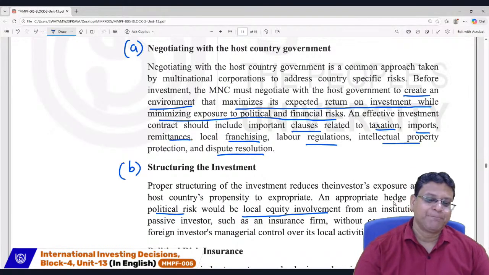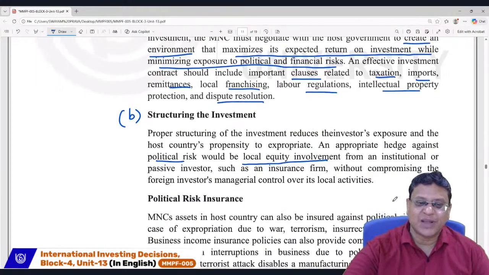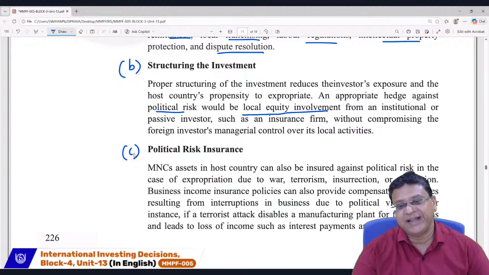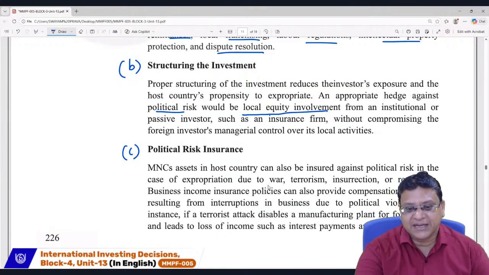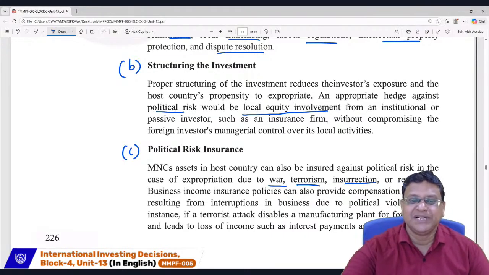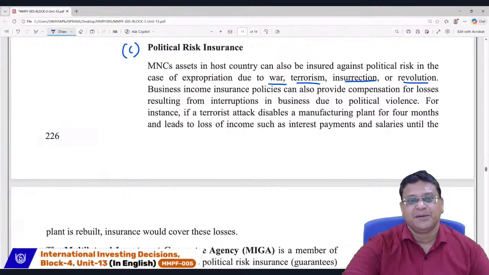Next, political risk insurance. The company can go for political risk insurance. Many companies are providing coverage for political risks like war risk, terrorism risk, insurrection risk, revolution risk. These are the political risk insurance.